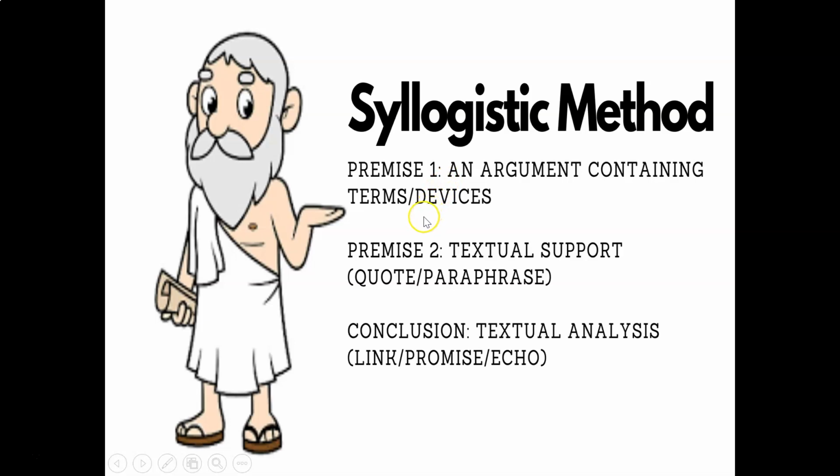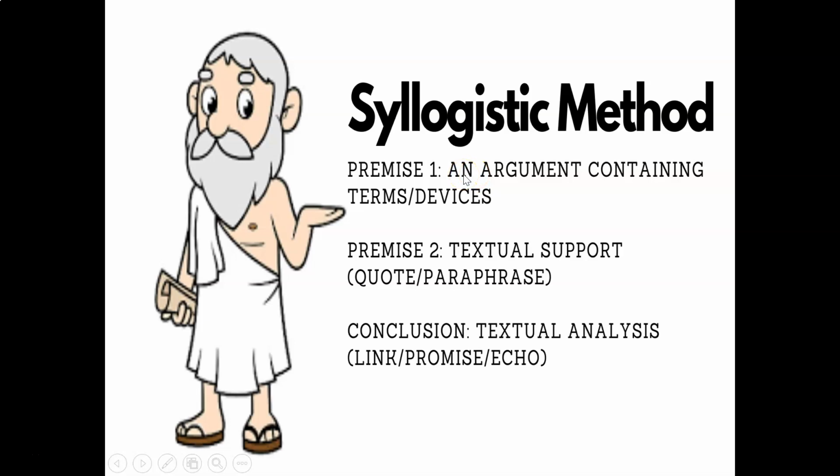So in terms of writing literary analysis, this is what my template looks like. The first premise is going to be an argument containing terms and devices, literary terms and devices. So we have to remember, it's expository writing.